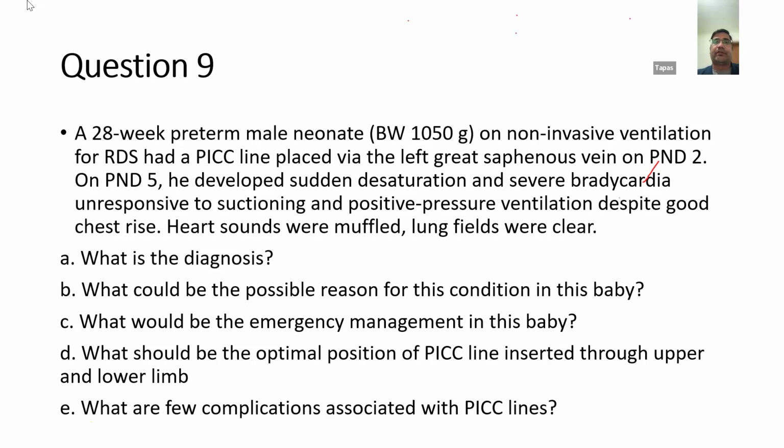What's the optimal position? And what are the few complications other than this cardiac tamponade, which you can anticipate in babies with PICC line in situ? Thrombus, effusions, block, infections. Okay, good. So let's go to the answers.